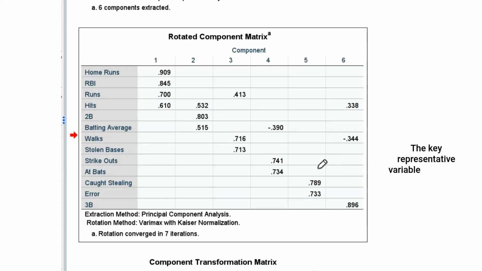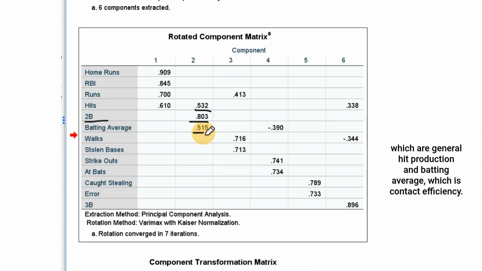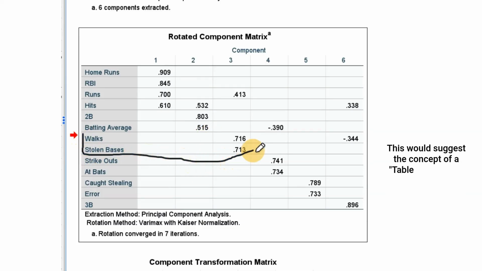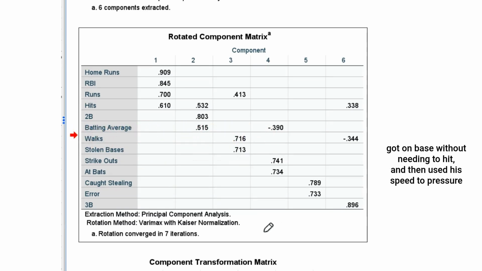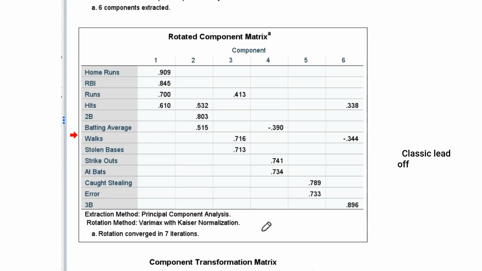The key representative variable is doubles at 0.803, but supported by hits, which are general hit production, and batting average, which is contact efficiency. In Component 3, we have stolen bases and walks as combined high-load variables. This would suggest the concept of a table setter. This component reflects games where Pete got on base without needing to hit, and then used his speed to pressure the defense. Classic leadoff energy. Get on, get moving, create chaos. It's reminiscent of opportunistic leadoff behavior.